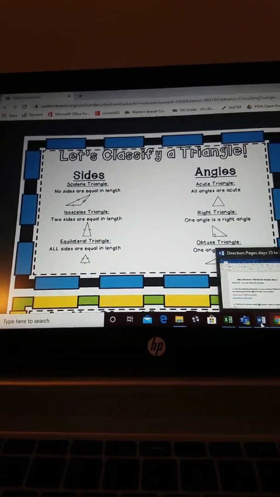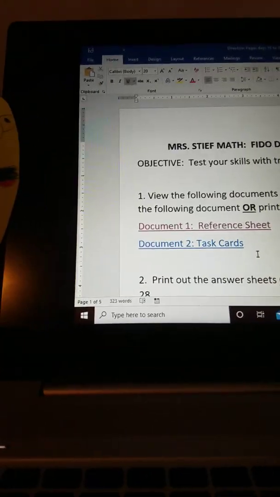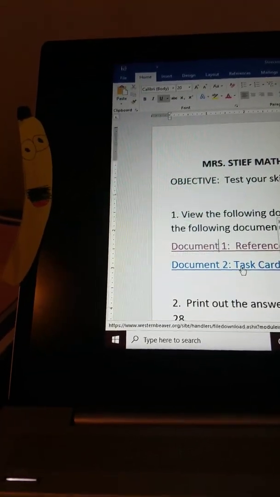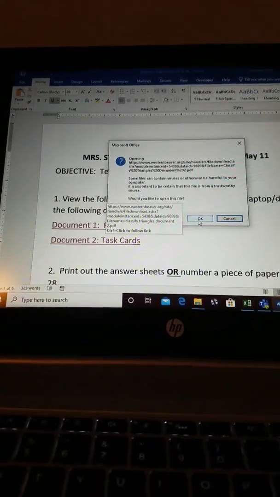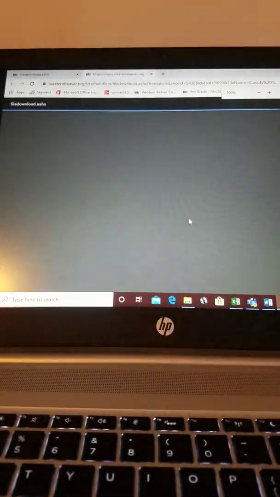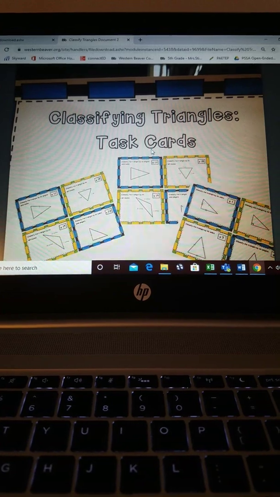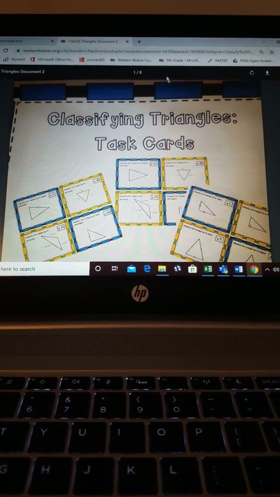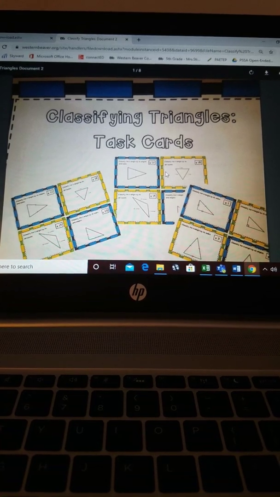So I'm going to come back down here. This is the Word document that I sent your parents again. And I'm going to Control and click on the task cards. And again, I get that same warning. If you follow this link, it might be a problem. It's not going to be a problem. I promise. And you're going to get an 8-page document that opens up called Classifying Triangles Task Cards.